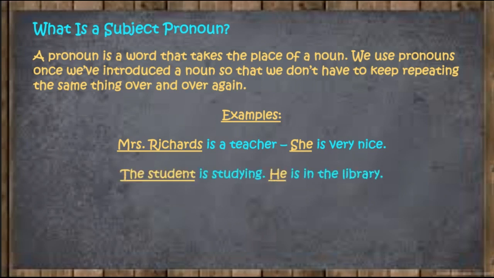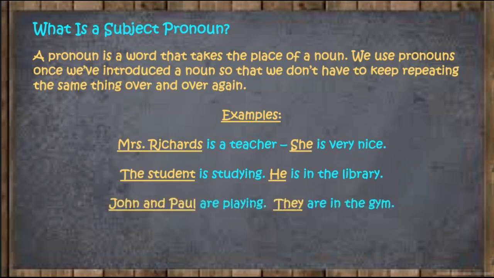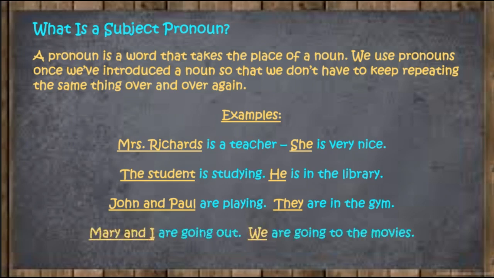The student is studying. Depending on if it's a male or female student, we would say he or she. In this case, I'm saying it's a boy. He is in the library, so he is taking the place of the student. John and Paul are playing. They are in the gym. John and Paul, they takes the place. Mary and I are going out. Mary and I, we. We are going to the movies. So these are just a quick examples of what the subject pronouns are.